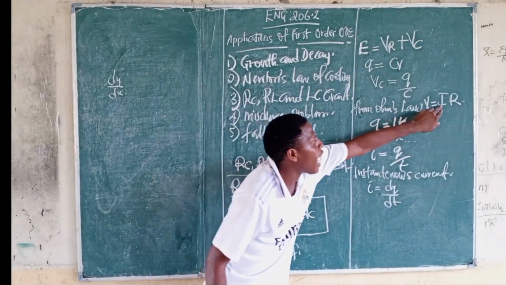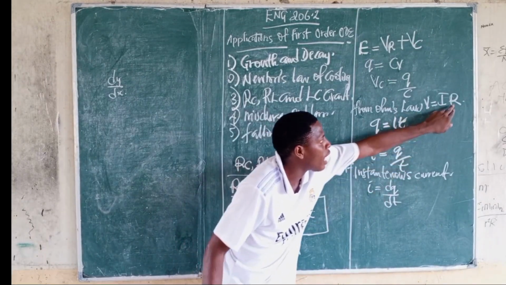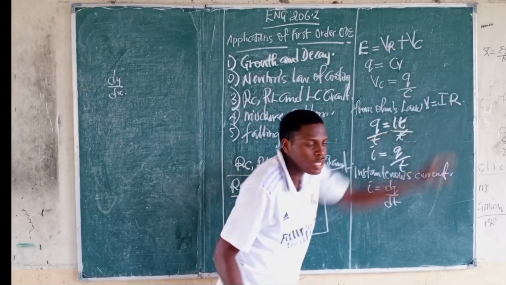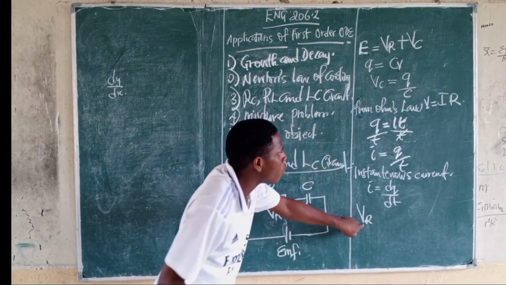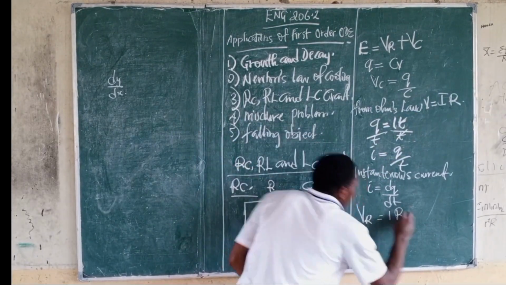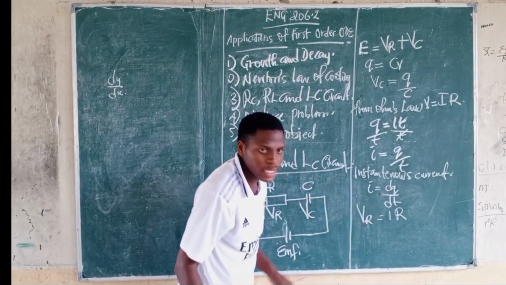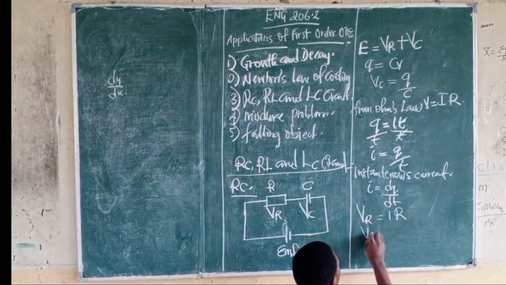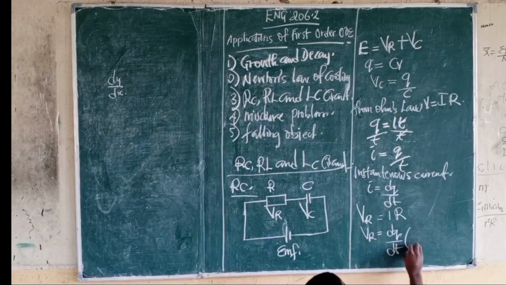Now, from what you have here, you know that we'll be calculating for voltage, which is IR. Can we say that I here is this I we have here, multiplied by your resistor? So your VR, which is the voltage for your resistor, is equal to IR. But we've calculated I, and I is dq over dt. So your VR is equal to dq over dt bracket R.